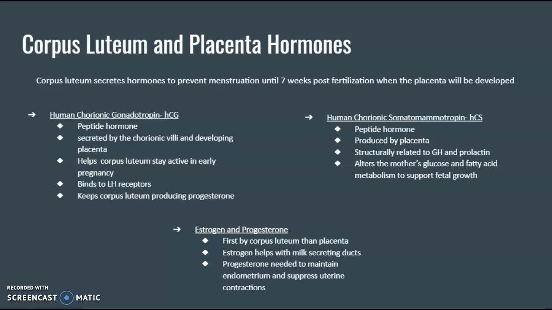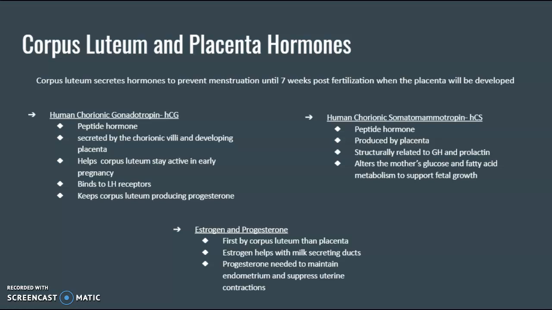Okay, so the hormones that maintain the early stages of pregnancy involve 4 primary ones. The corpus luteum will secrete the majority of these until 7 weeks post-fertilization, at which point the placenta will take over hormone secretion and the corpus luteum will become an inactive corpus albicans. So the peptide hormone HCG, which stands for human chorionic gonadotropin, is secreted from the developing placenta and binds to LH receptors to keep the corpus luteum actively producing progesterone until the placenta takes over, and then the levels of HCG will drop.